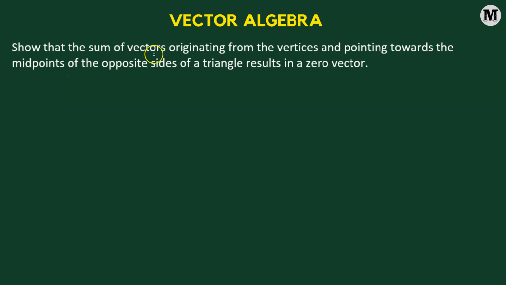In this problem, we need to show that the sum of vectors originating from the vertices and pointing towards the midpoint of the opposite sides of a triangle results in a zero vector. Now let's try to understand this problem with the help of a diagram.